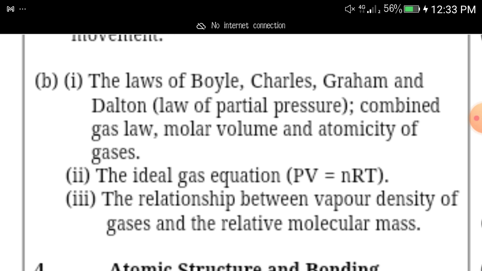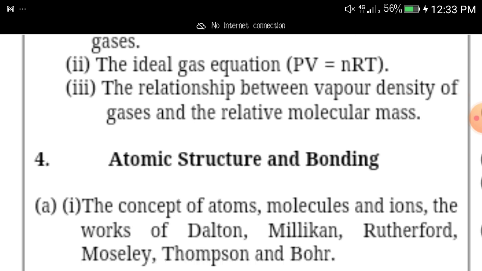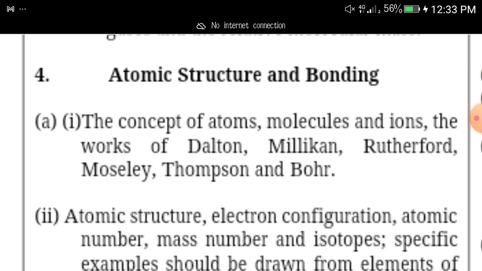You should also know the gas laws, like Boyle's law, Charles's law, Graham's law, and Dalton's law of partial pressure. Combined gas law, molar volume, atomicity of gases, and the ideal gas equation, that is the normal PV equals nRT. You know those things. The fourth topic for chemistry is atomic structure and bonding.